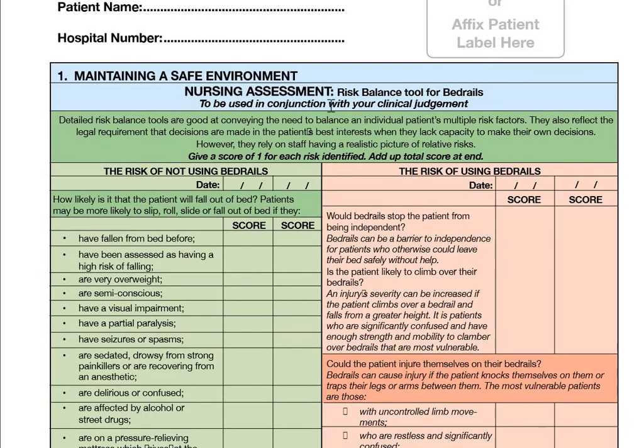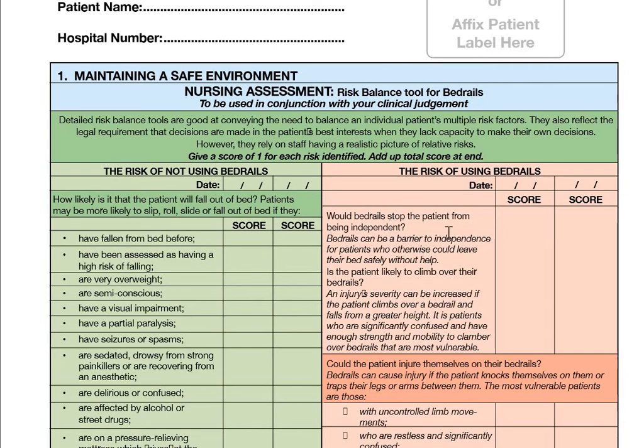So this is the risk balance tool for bed rails, and this should be used in conjunction with your clinical judgment. So detailed risk balance tools are good at conveying the need to balance an individual patient's multiple risk factors. They also reflect the legal requirement that decisions are made in the patient's best interests when they lack capacity to make their own decisions. However, they rely on staff having a realistic picture of relative risks. So the idea is you give a score of 1 for each risk identified and add up the total score at the end. So the green side looks at the risk of not using bed rails, and then the red side looks at the risk of using bed rails.